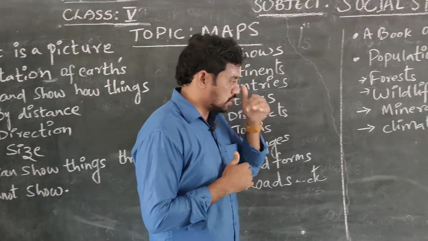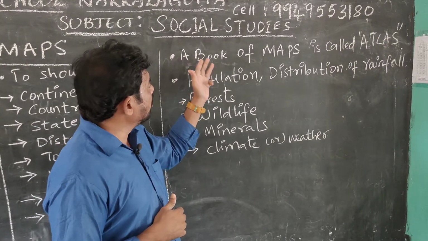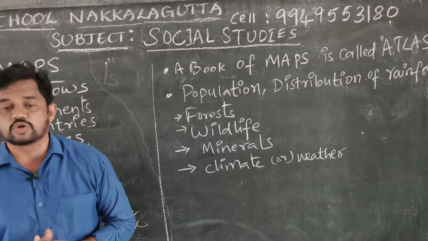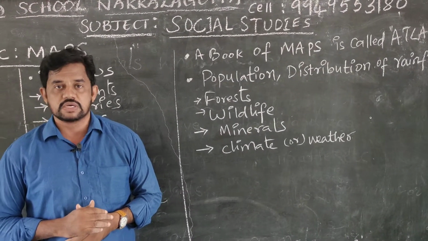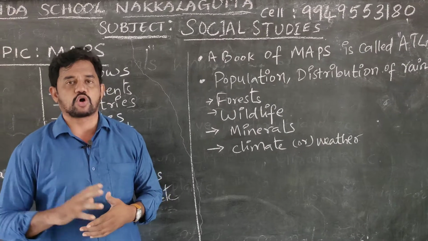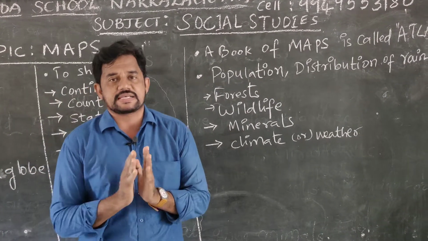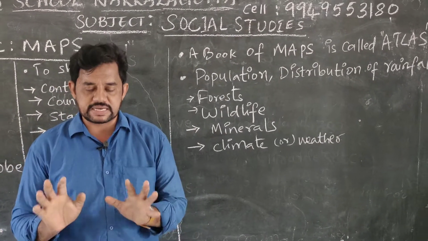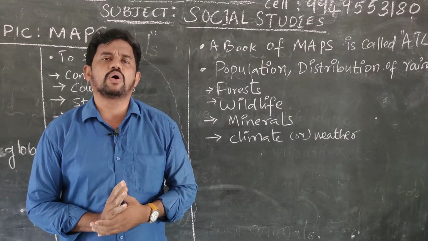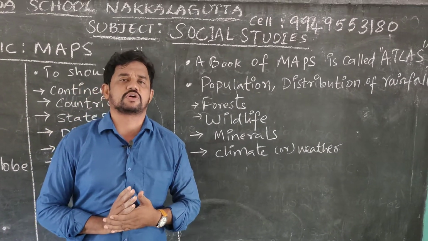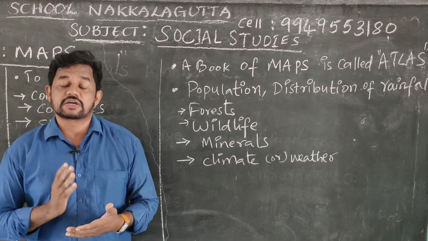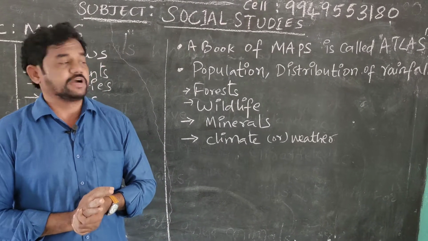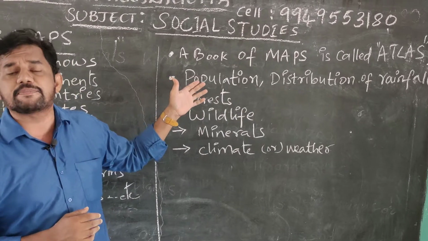Clear, children? So now a book of maps is called an atlas. Sometimes when you purchase your notebooks and textbooks in a general store, I would say in a bookstore, whatever it may be, you can go and ask whether they have an atlas. They will bring a book for you. In that atlas, you will find all the different types of representations of the maps regarding countries, states, oceans, rivers, population. Why? Because these are all the things where it gives a clear picture.